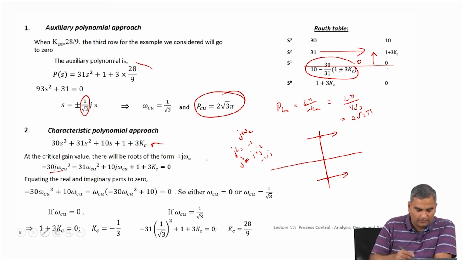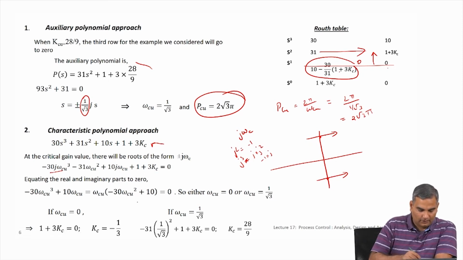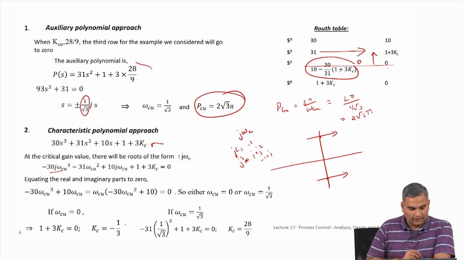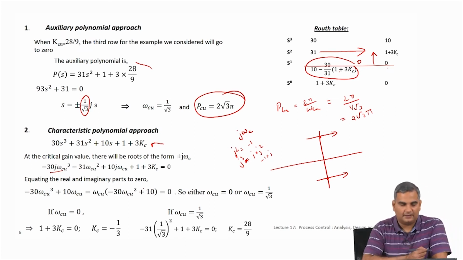So, j squared omega c squared will be minus 1 times this, plus 30 j omega c plus 1 by 3 k c. Now what you do is you collect all the imaginary terms and the real terms, and since this is 0 on the right hand side, both have to be 0. So both the imaginary terms and the real terms have to go to 0.